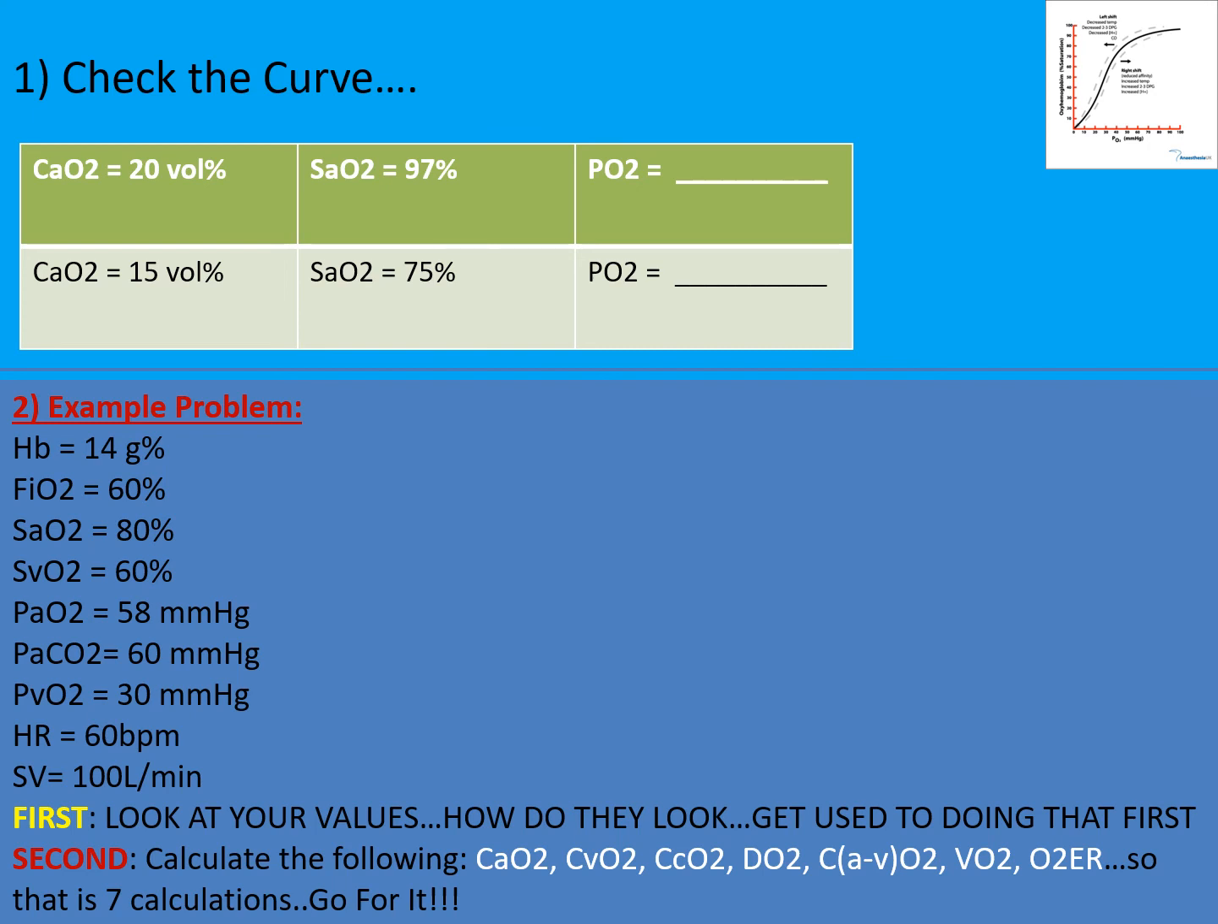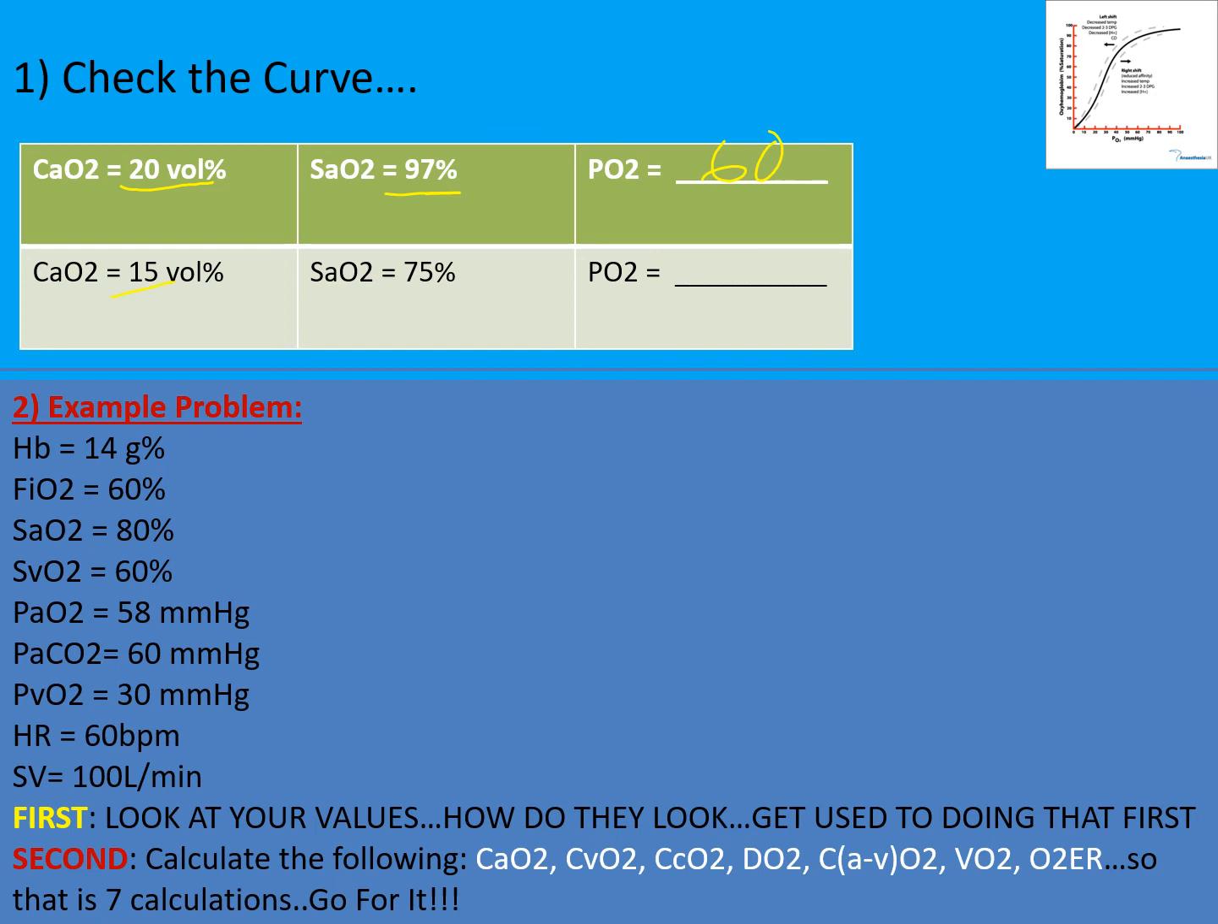So let's start at the top here. So let's check the curve. When we're looking at a CO2 and a saturation, what should our PO2 be? So when we're looking at a CO2 of 20 volumes percent, that's good, a saturation of 97%. Our PO2 should be greater than 60, right? So that makes perfect sense, right? We have a good pressure, therefore we have those good numbers.